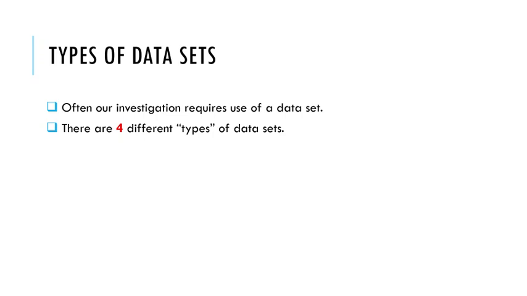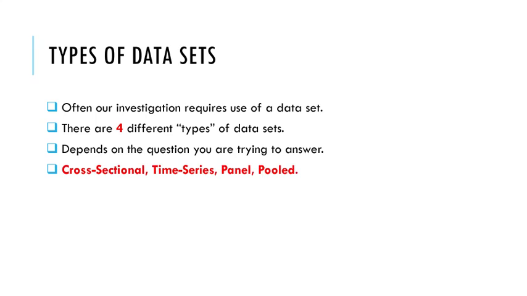Turns out there are 4 different types of data sets. The kind of data you need depends on the question that you're trying to answer. So the four kinds of data sets we're going to talk about are cross-sectional, time series, panel, and pooled. And we're going to go through each one of these individually, and I'm going to give you lots of examples so that you can understand.